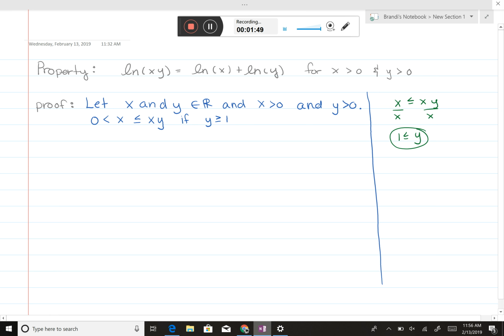We need this because when we use the additive property, we need x to be between our limits of integration. Since we have the formal definition of a natural log, we're going to integrate from 1 to y. So having this restriction that y is greater than or equal to 1 is not going to be a problem.